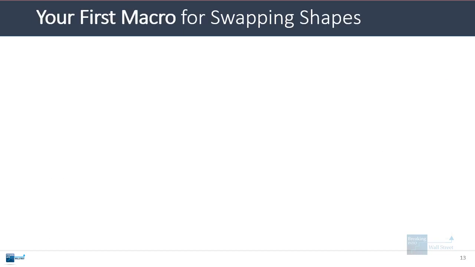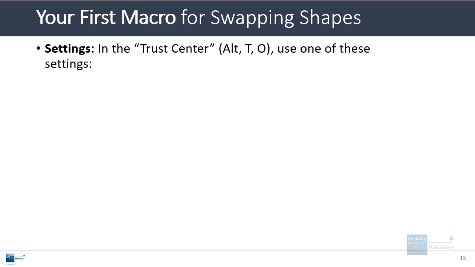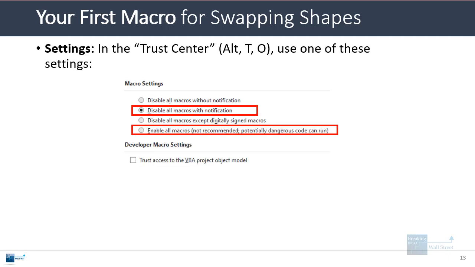Let's go into your first macro for swapping shapes now so we can get started with the code and I can show you how to set this up. The first thing you want to do is go to the Trust Center in PowerPoint options, Alt-TO in the PC version or Command comma in the Mac version, and use one of these settings. You either want to enable all macros or disable macros, but let the user actually enable them with notification.